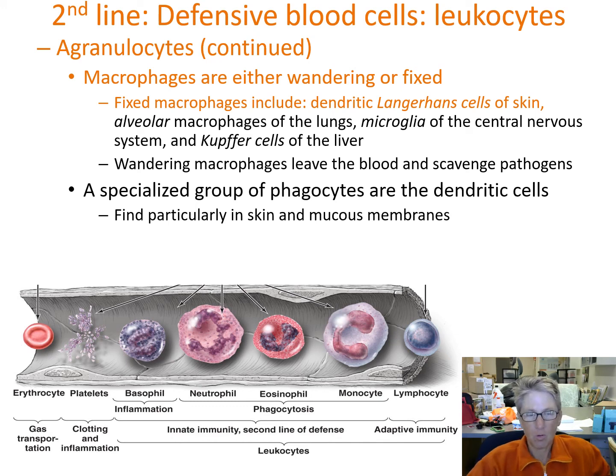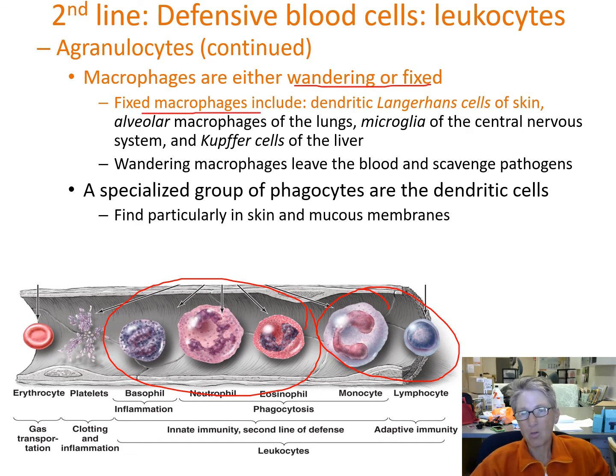Agranulocytes continued, so we're here with these three that have conspicuous granules, and then the agranulocytes are over here. So the monocyte slash macrophages, they can either be wandering throughout your body or they can be fixed. If they're fixed macrophages, then they live in a certain area and they don't wander. So a fixed macrophage would include those dendritic cells of the skin. In the old days, they used to have cell names be people's names, whoever discovered the cells. But they're trying to get rid of those, and so we'll just call them dendritic cells.